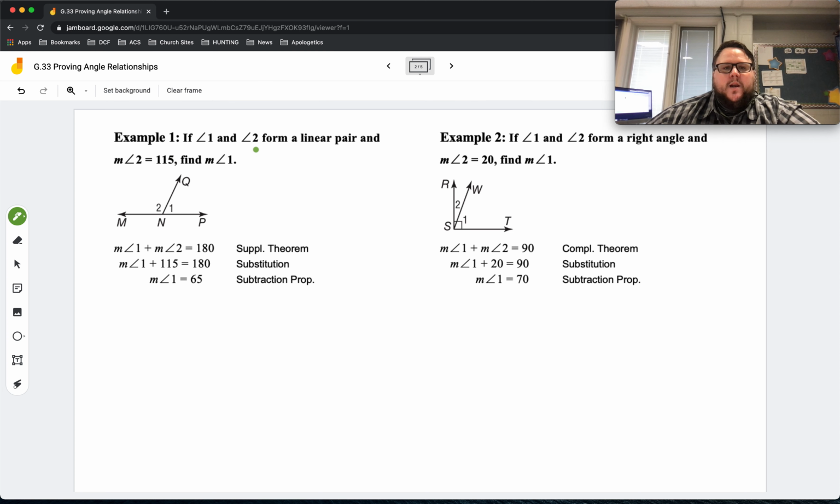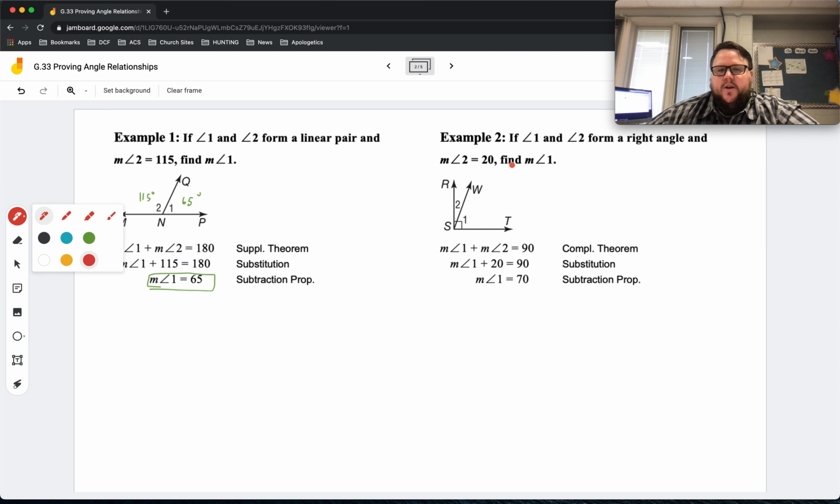Number 1: if angle 1 and angle 2 form a linear pair and the measure of angle 2 equals 115, find the measure of angle 1. They're telling us the measure of angle 2 is 115 degrees, so 115 plus the measure of angle 1 equals 180. Subtract 115 from both sides, and the measure of angle 1 is 65, because 65 plus 115 is 180.